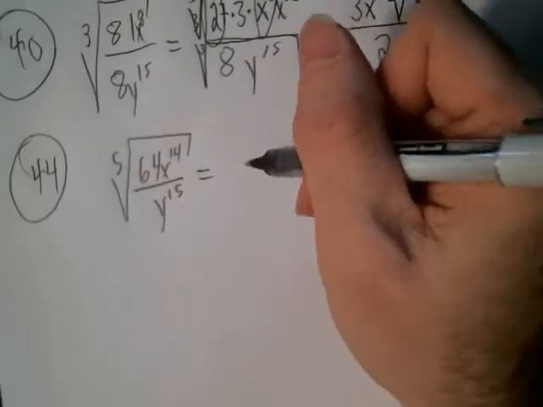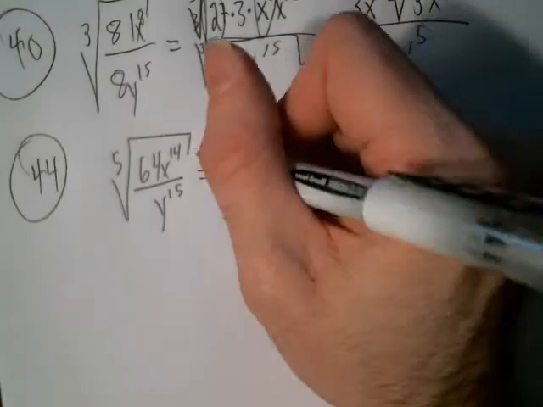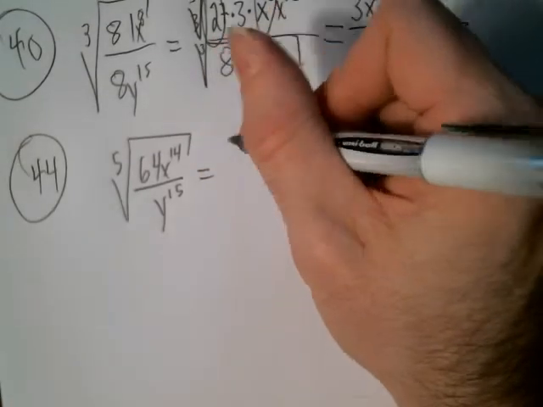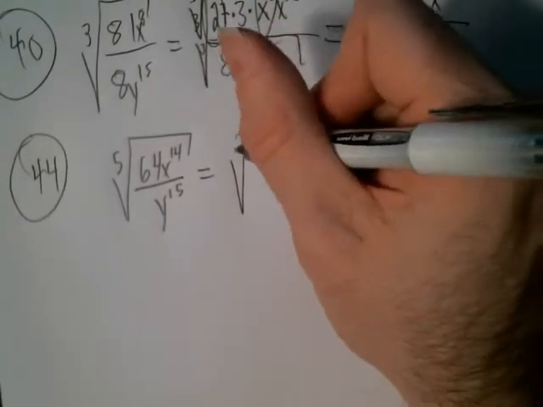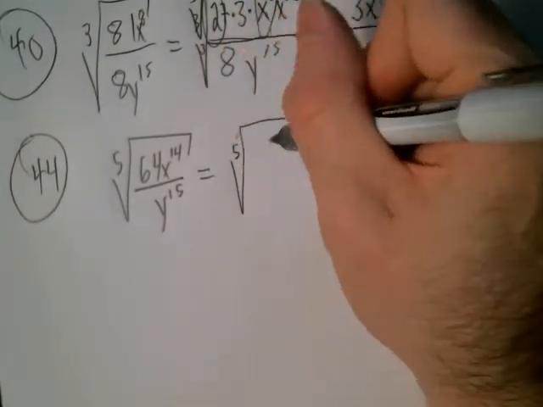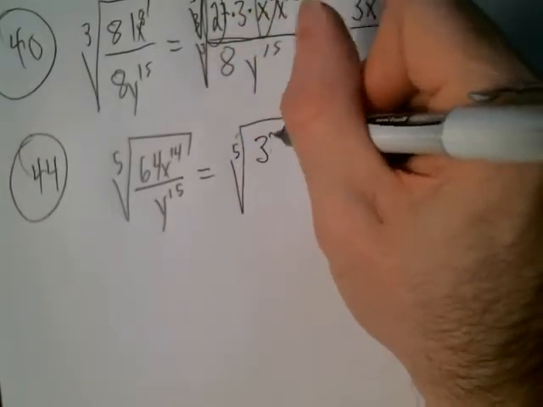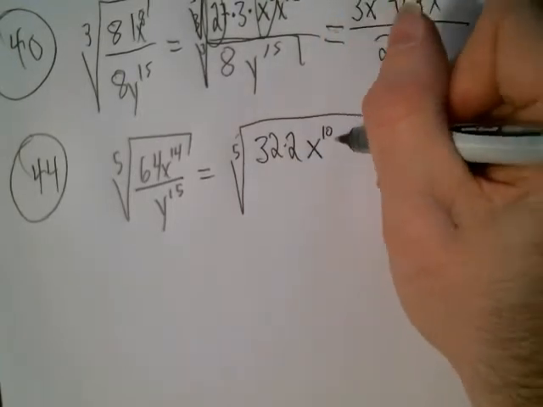So I need perfect fifths. 2 times 2 is 4, 8, 16, 32. So 2 to the 5th is 32. And of course I want to split up the fraction into 2 roots. I keep forgetting that. 32 times 2x to the 10th times x to the 4th.